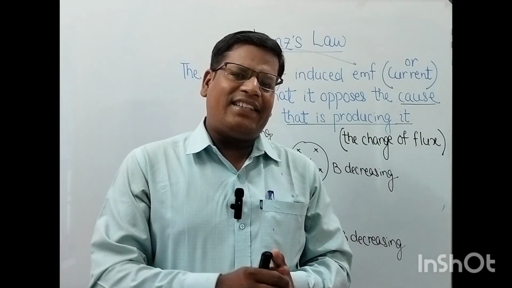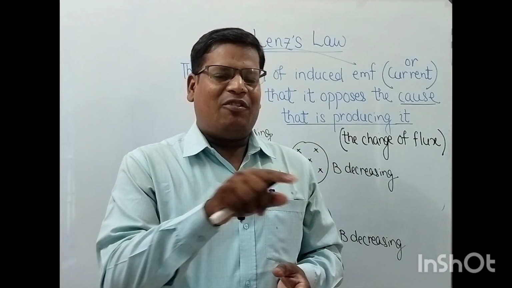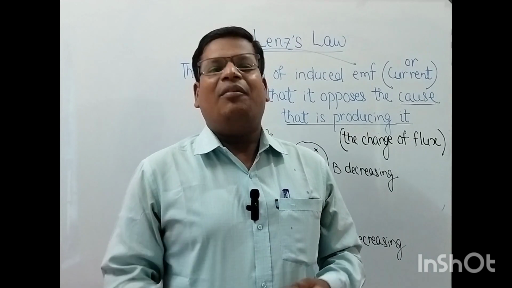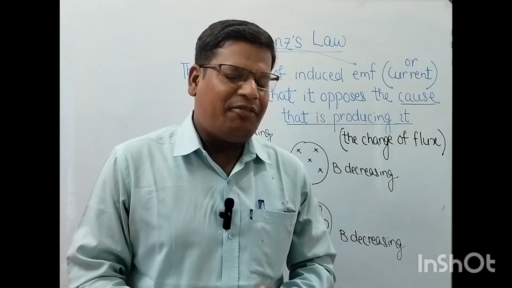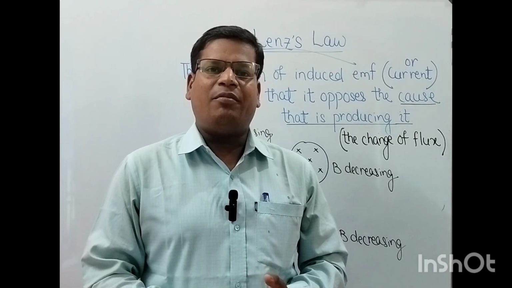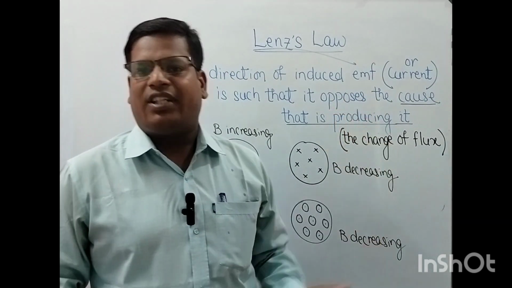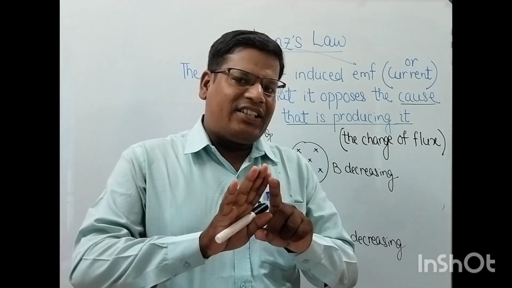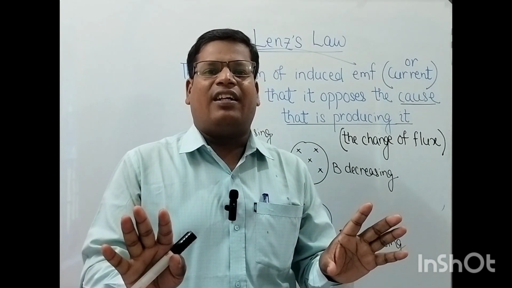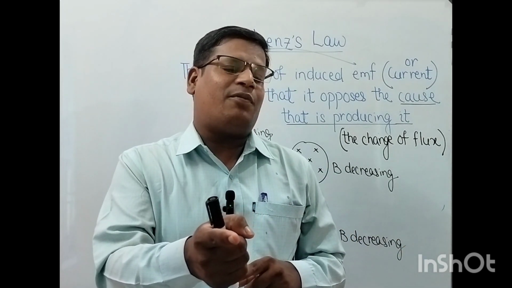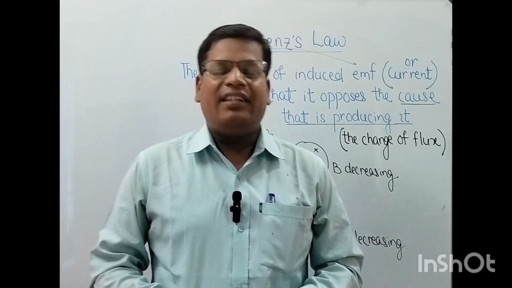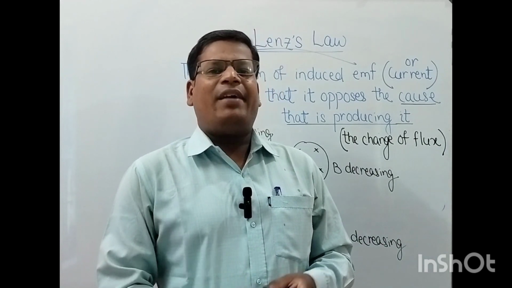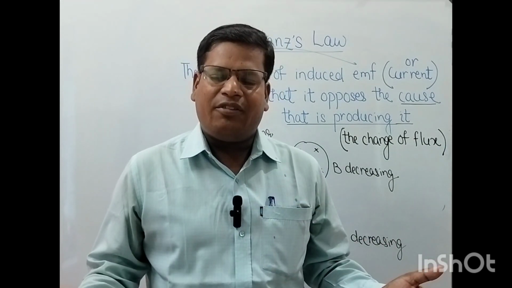And Faraday's law is self-sufficient: EMF equals minus d phi by dt. From there also you can find the direction of induced EMF, but still, without doing calculation, if we want to find the direction of induced EMF logically, then Lenz's law helps us. So the first point: it is not flux which produces induced current, it is change of flux which produces induced current. By change I mean either the flux is increasing or the flux is decreasing. If the flux remains constant, it doesn't produce induced EMF.